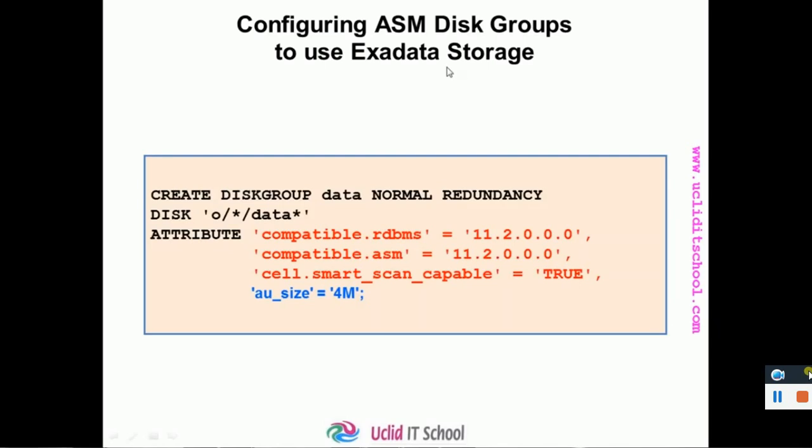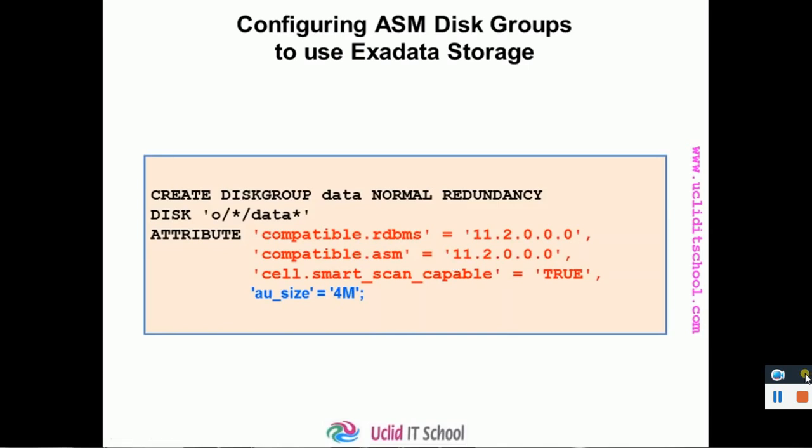We can have different compatible settings? Yes, these compatible settings can be different. But the underlying point is both compatible settings should be a minimum of 11.2. If you are using different versions of the databases, the RDBMS compatible must be the lowest one, and ASM compatibility should always be higher than or equal to RDBMS compatibility. These are the rules surrounding these parameters.